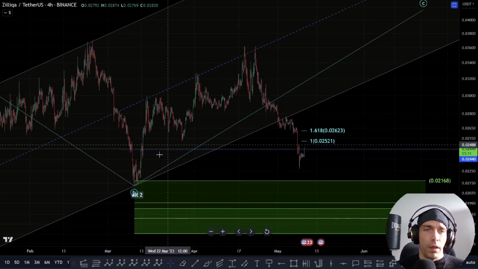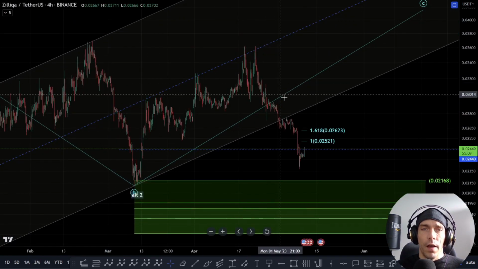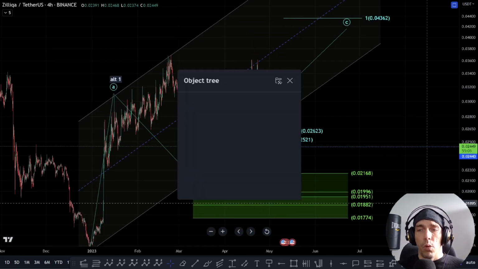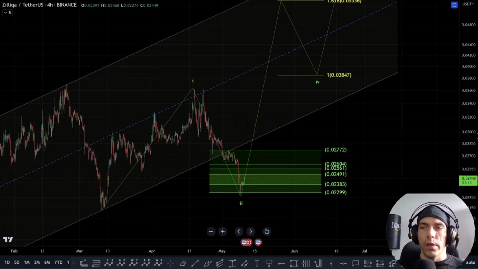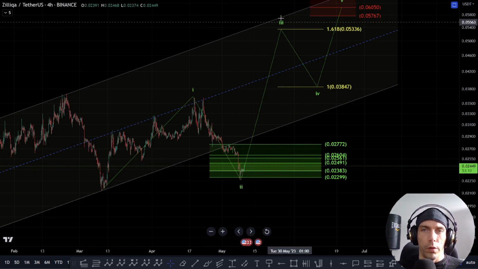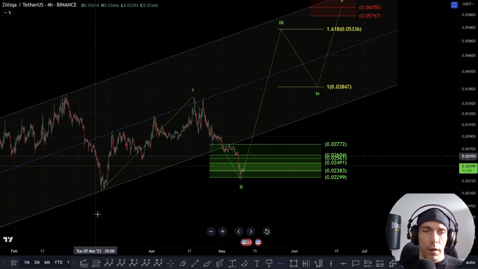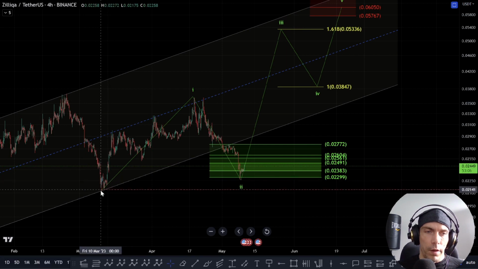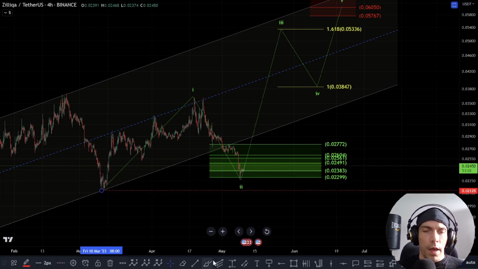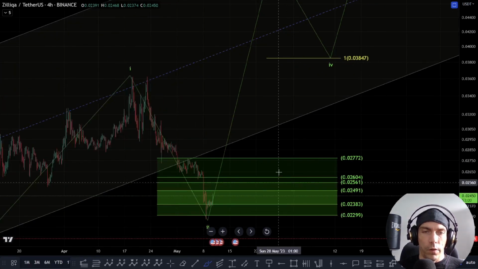I'm not really happy with the internal structure of it though. But if this does hold and we actually look to push up in a more impulsive way, what we could see is something like this, where this is a wave 1, 2, and then we'd look for a 3rd wave to the upside. Now, the key thing here is this would be invalidated by crossing this low, which is currently sitting at this 0.2128.